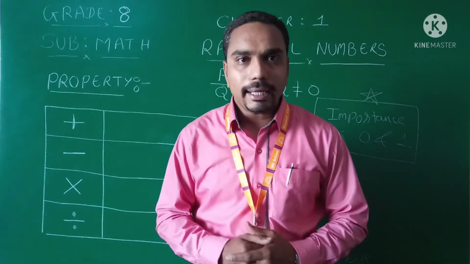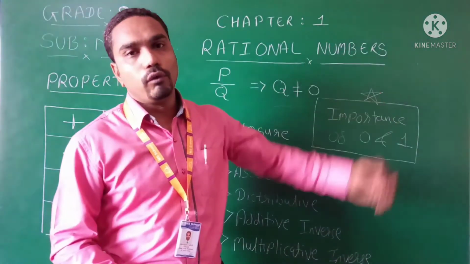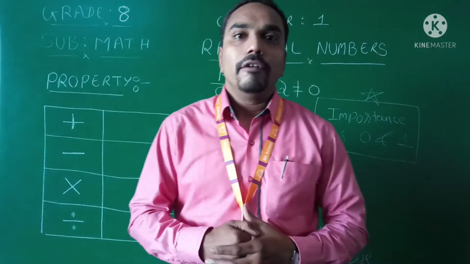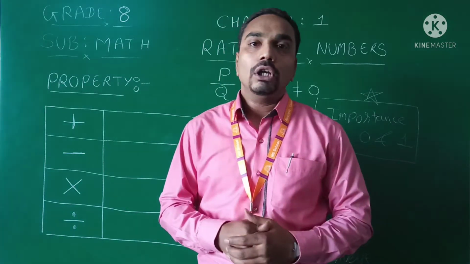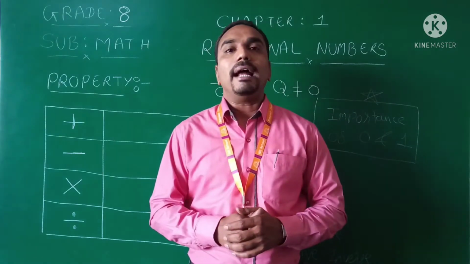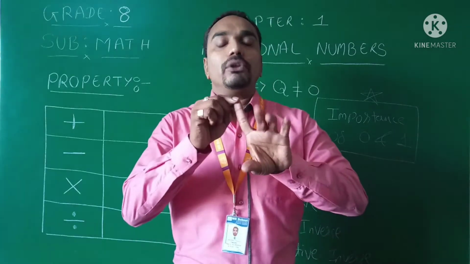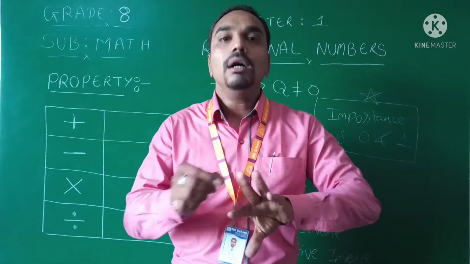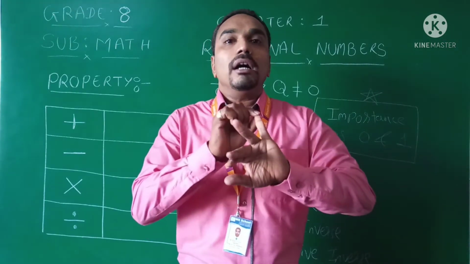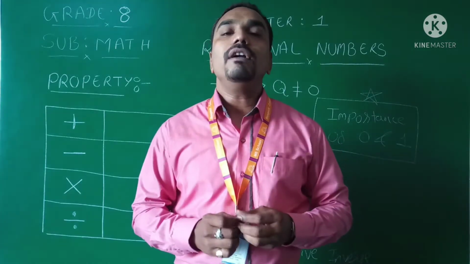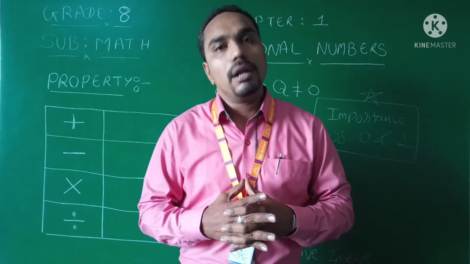So students, today we are going to discuss rational numbers, chapter number 1. Here we are going to understand the concepts of rational numbers. Earlier we already know that there are 4 types of numbers. We already understood natural numbers, whole numbers, integers, and in grade 7 you already understood rational numbers. Now here we will understand and do activities in depth about rational numbers.